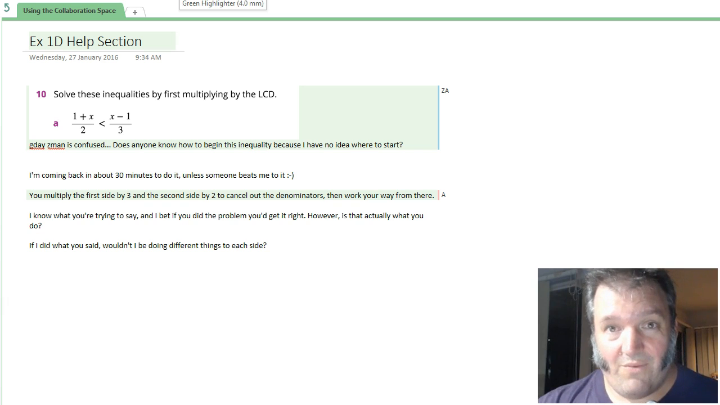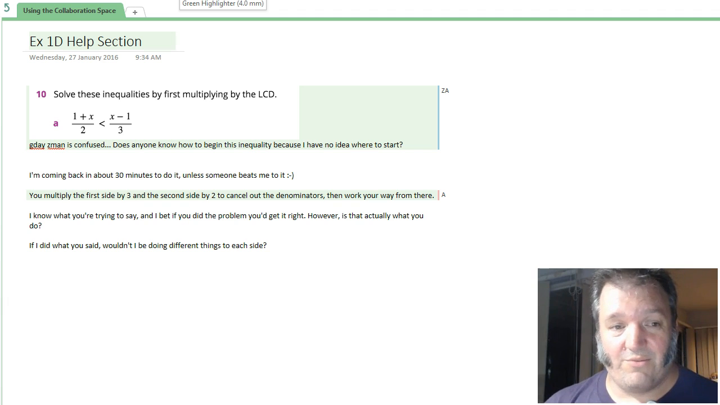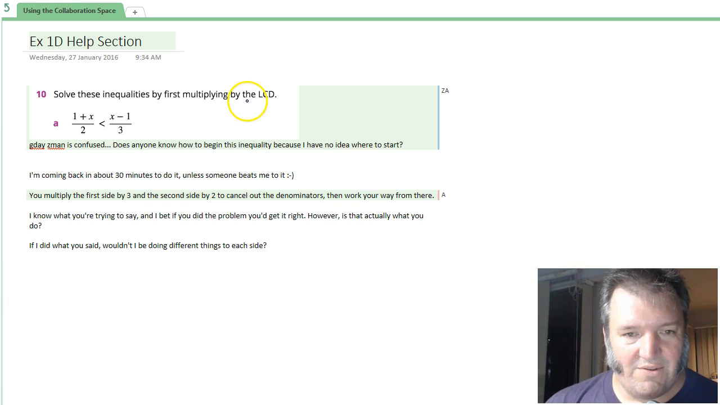And this is where we're going to practice being precise. This is really good because I know you would have got it right if you did the problem, and I'm sure you already have got it right. But let's have a look at what we actually do. And it tells us here, multiply by the lowest common denominator.